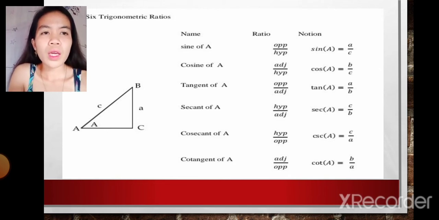And cosecant of A, the ratio is hypotenuse over opposite. The notation is cosecant of A is equal to c over a. And cotangent of A, the ratio is adjacent over opposite. And the notation is cotangent of A is equal to b over a.